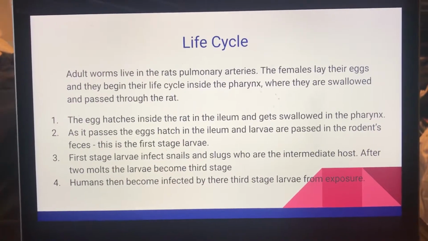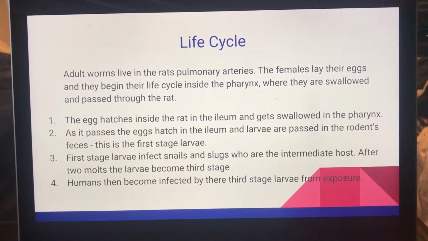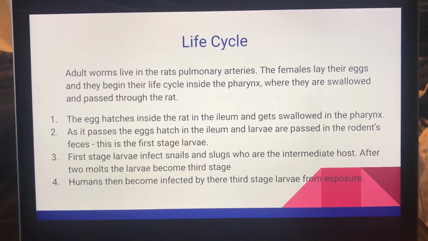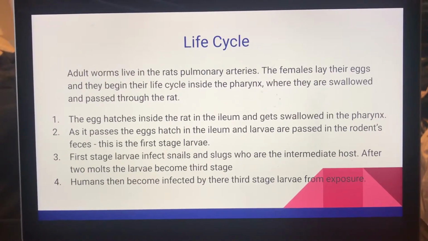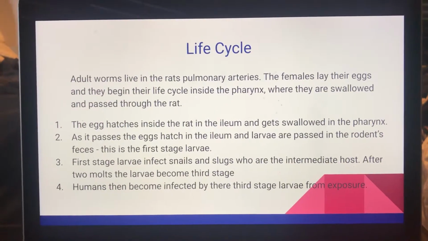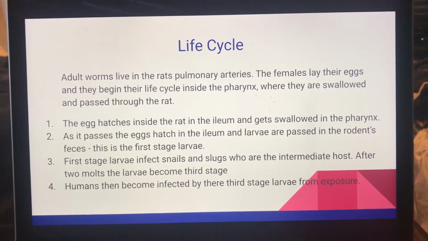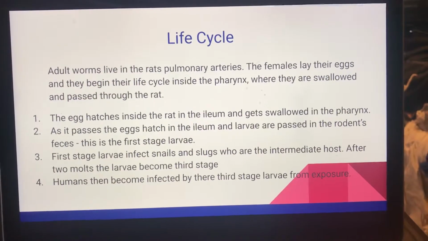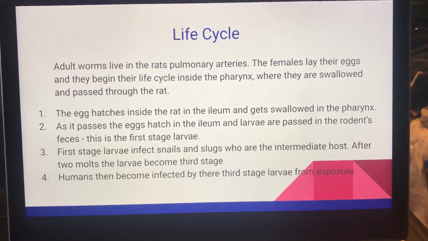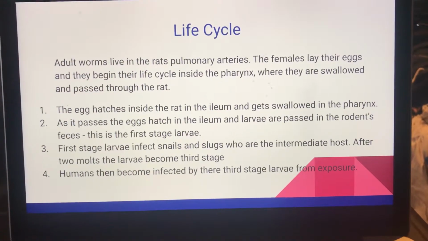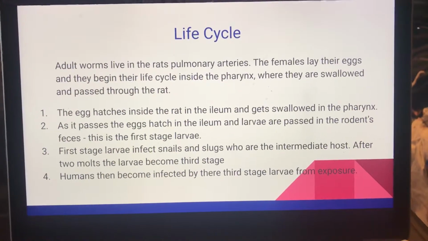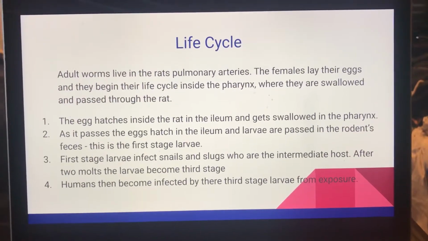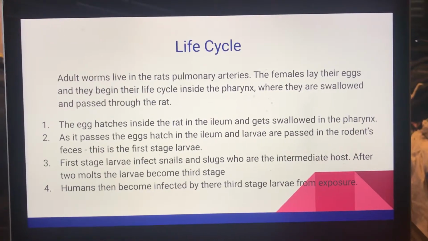At this point, this is a first stage larva, and the first stage larvae in the feces will be ingested by snails and slugs, who then become the intermediate host. Inside the snails and slugs, they molt, and after about 2 molts, this becomes the third stage larvae. And then the humans become infected by the third stage larvae.